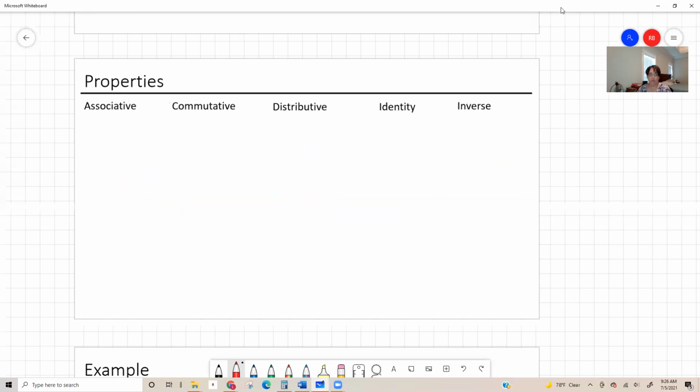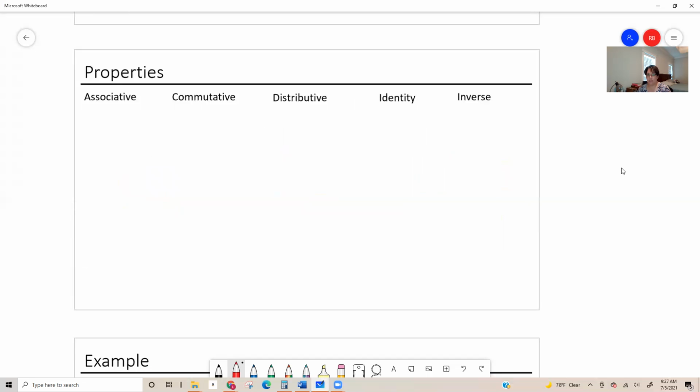All right, now properties. This is going to take a little bit. Some of these properties we've already talked about, and they're not too difficult. But then we have a couple of new properties, which is going to take a few minutes to explain.